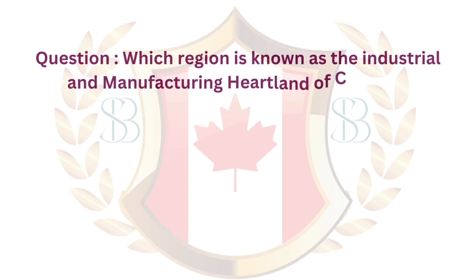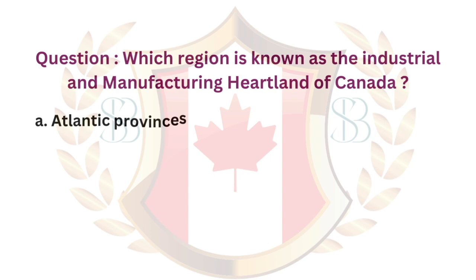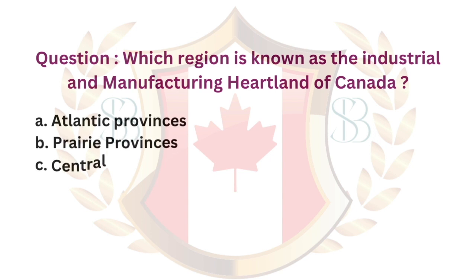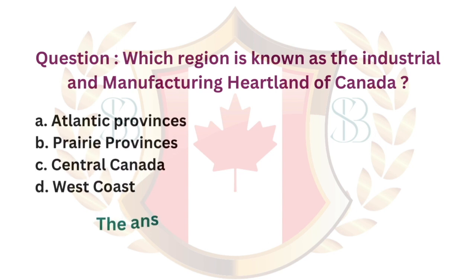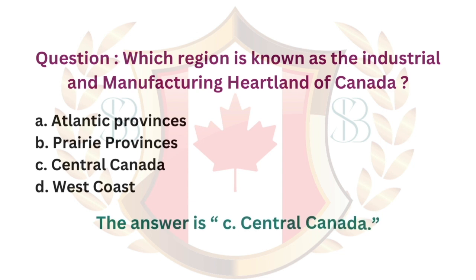Question. Which region is known as the industrial and manufacturing heartland of Canada? A. Atlantic provinces. B. Prairie provinces. C. Central Canada. D. West Coast. The answer is C. Central Canada.